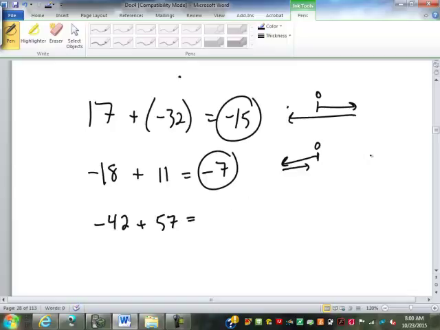How about this one? What's that going to become? Here's 0, negative 42, positive 57 goes the other way, and it's slightly longer. So it's positive, and the difference between 42 and 57 is 15. What do you think? Better than a sharp stick in the eye?